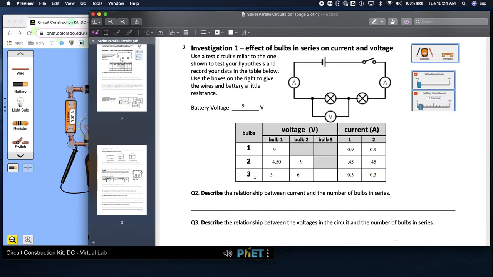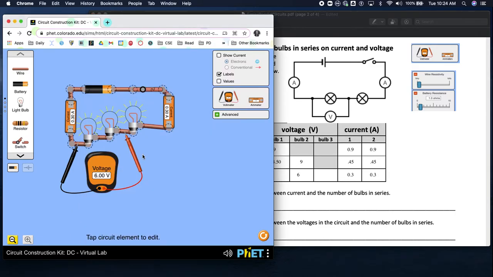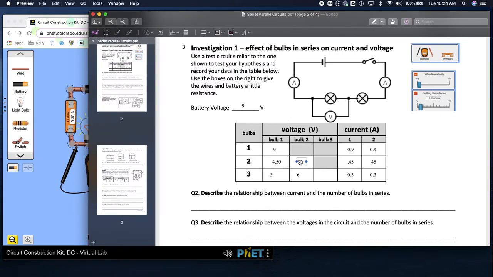What do you think 3 light bulbs is going to give us? 9 volts. Okay, so how many light bulbs do we have in this experiment? We have 3. 9-volt battery divided by 3 light bulbs is 3 volts. Okay, so that's 3 volts each. Each light bulb is using 3 volts.